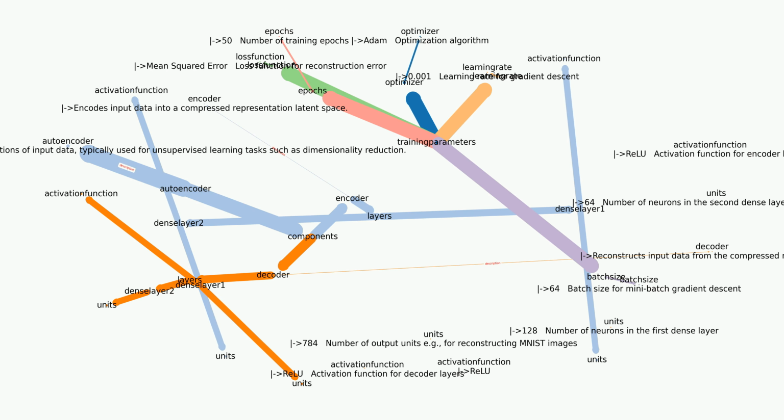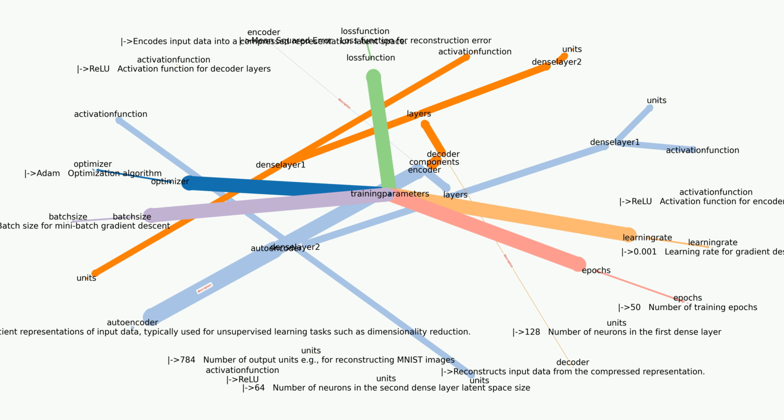Autoencoder. Description: a type of neural network designed to learn efficient representations of input data. Typically used for unsupervised learning tasks such as dimensionality reduction. Components. Encoder. Description: encodes input data into a compressed representation, the latent space.